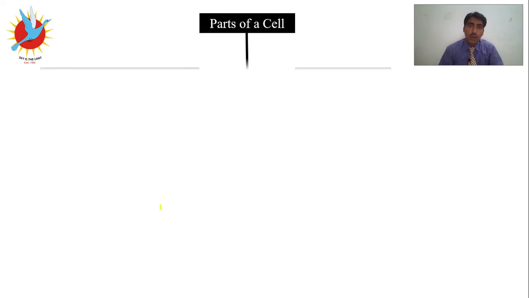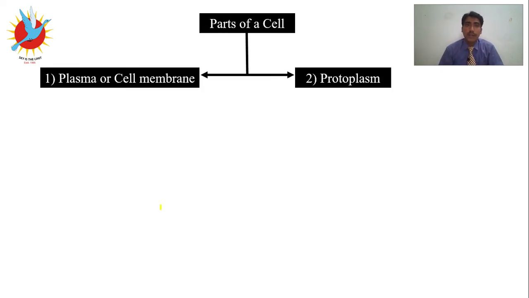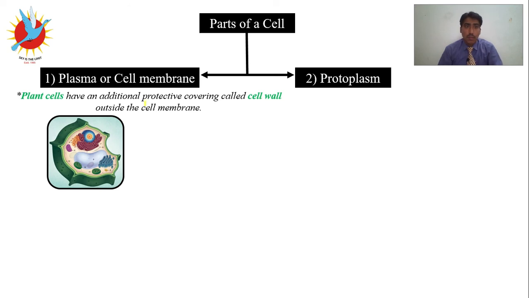Okay. So next we are going to discuss the parts of a cell. A cell can be divided into two different parts: the plasma or cell membrane, and the second part is protoplasm. But keep this in mind: apart from the plasma membrane or cell membrane, plant cells have an additional protective covering called the cell wall, which is made up of cellulose, outside the cell membrane. So it is a structure of the plant cell. You can see clearly here another or extra layer is present apart from the cell membrane, and this layer is called the cell wall.